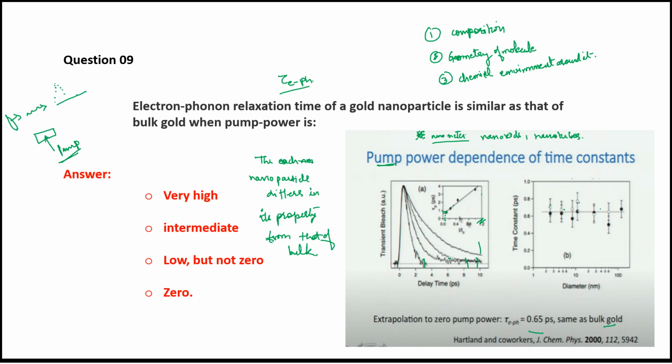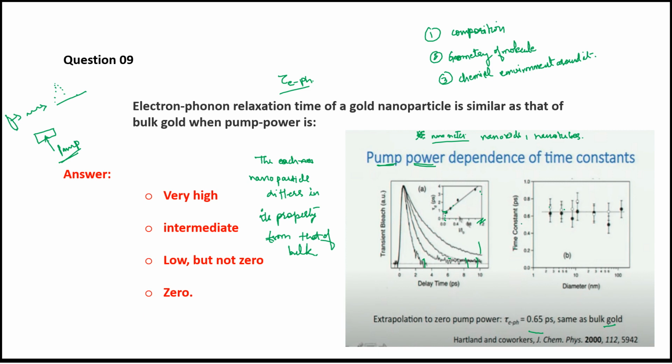Got it? So the electron phonon relaxation time, when calculated by changing the pump power which is used to excite the sample, was noticed to increase with the increase in the pump power. Why? Because as the pump power is increased, many other processes come into existence. Because of this, the lifetime increases, or the time constant increases, which we can observe from this picture.